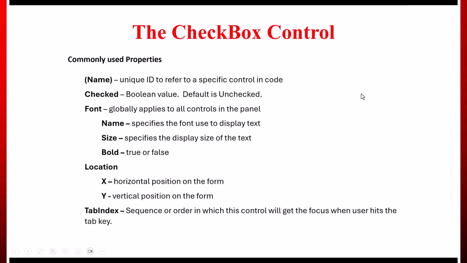The commonly used properties are: there's a name, a unique ID to refer to a specific control in code. The check property is a Boolean value. The default is unchecked. You click in it, or you set it to true, and it is checked. There's a font property. It will be applied to all controls in the panel. You can set the name, size, and the bold are the common ones that I might use.